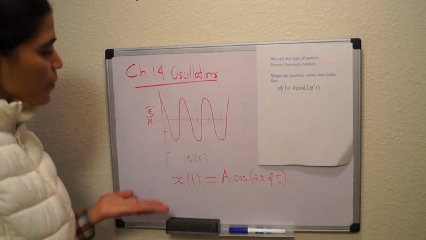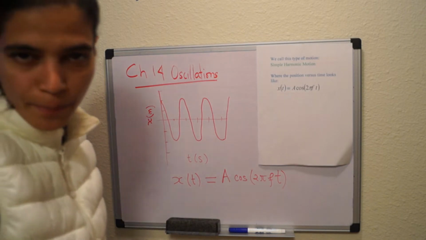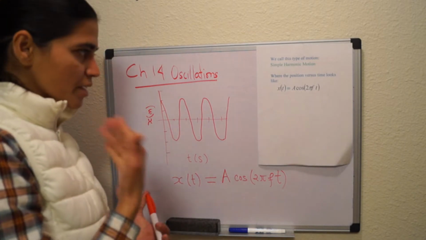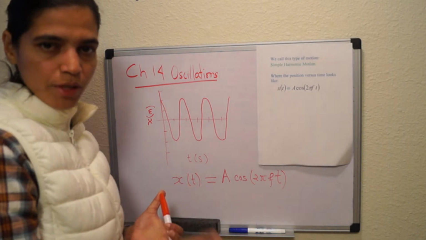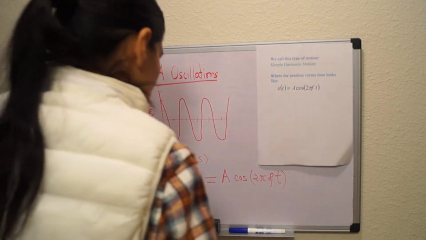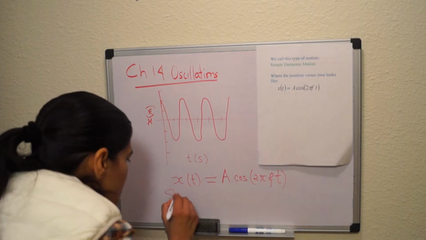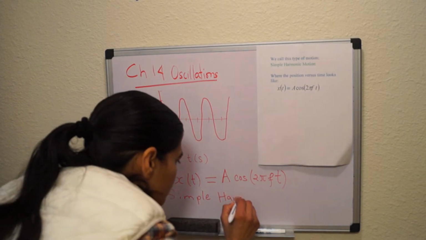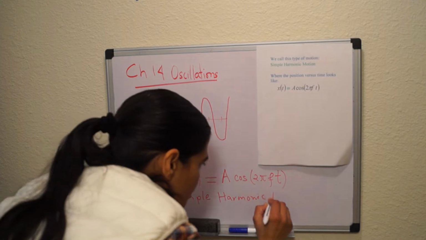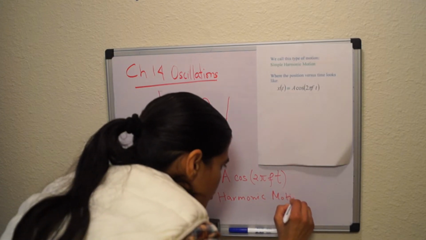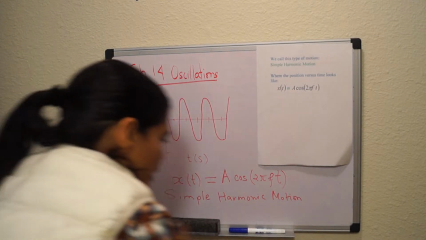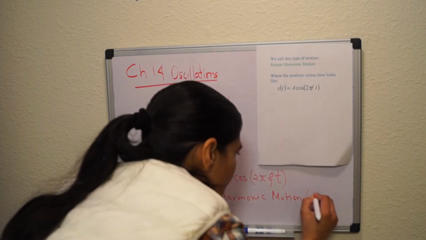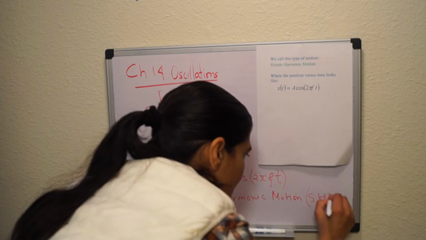We call this type of motion a simple harmonic motion. Again, the motion that repeats itself over time. Okay, so simple harmonic motion. You will also see probably in your textbook or elsewhere, it is usually abbreviated as SHM. Okay?